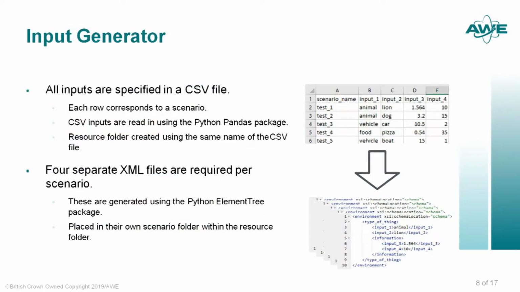So the input generator, as I said before, all of the inputs are specified in a single CSV file. You can specify loads of scenarios in a single CSV file with each row corresponding to a single one. We then use pandas to read in the CSV file as a data frame object, which can then be iterated over.